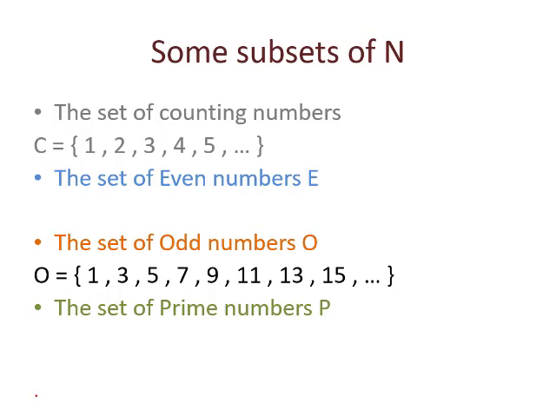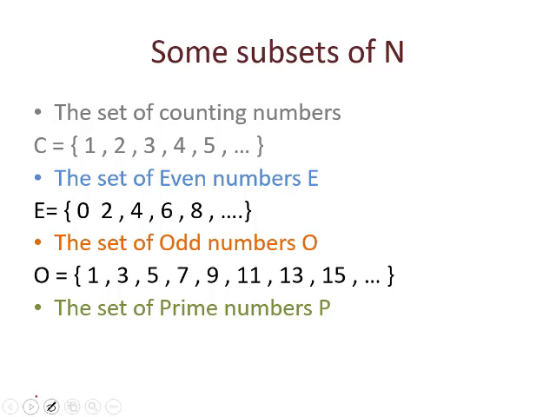The set of even numbers is denoted by the letter E, because the word even starts with E. So E equals 0, 2, 4, 6, and so on. As we learned before, the even numbers are the numbers of table 2. And another subset is the set of odd numbers denoted by the letter O, because odd starts with O. So odd numbers, O equals 1, 3, 5, and so on.